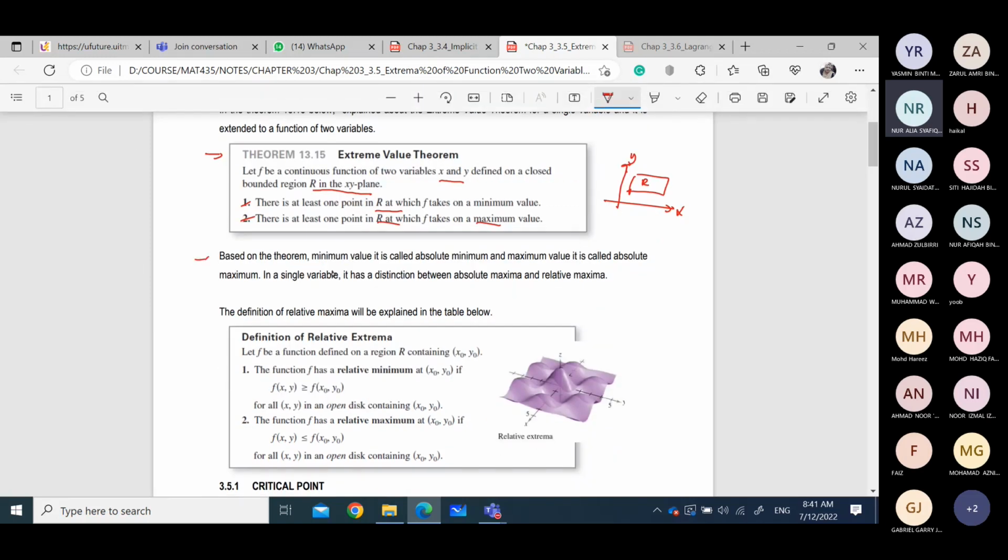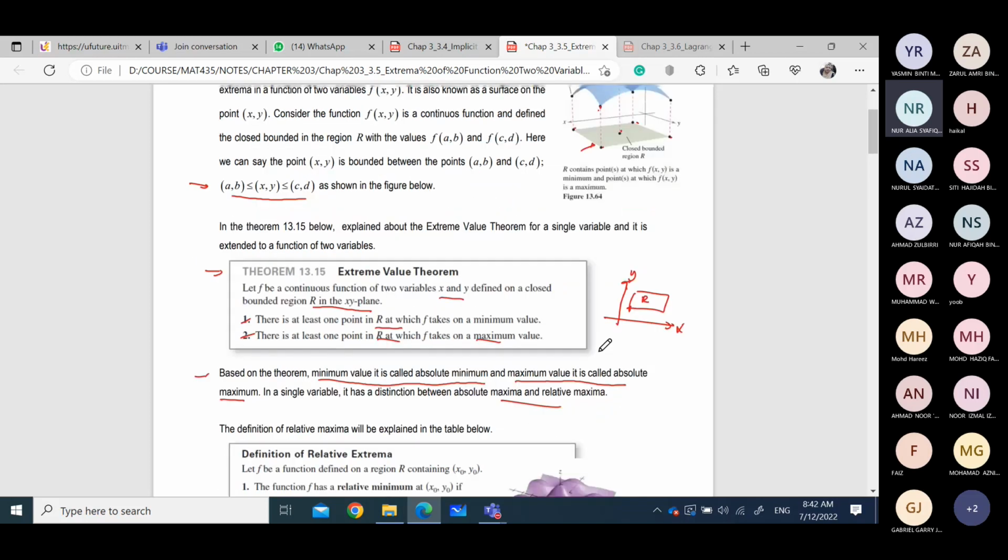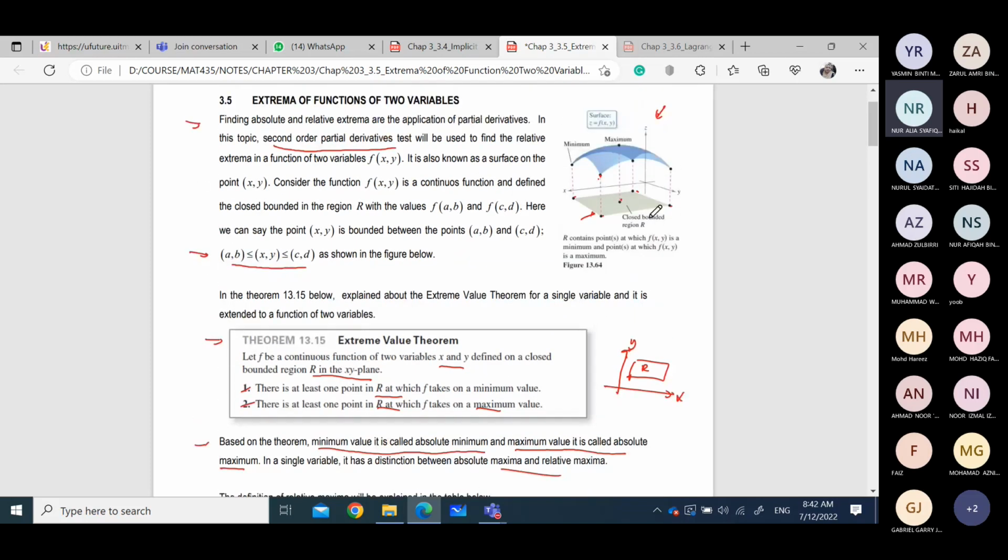Now look at this one. Based on the theorem, the minimum value is called the absolute minimum, and the maximum value is called the absolute maximum. In a single variable, there is a distinction between absolute maxima and relative maxima. Any questions? Ada soalan tak, kelas? Jelas eh? So here you can differentiate between surface and region.